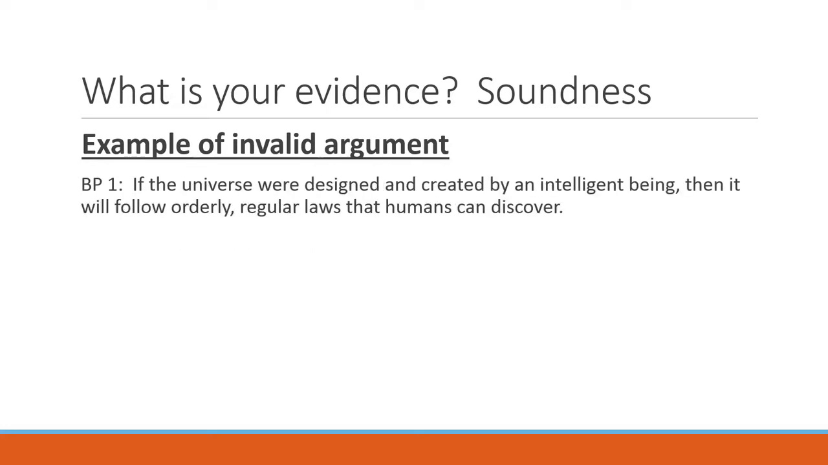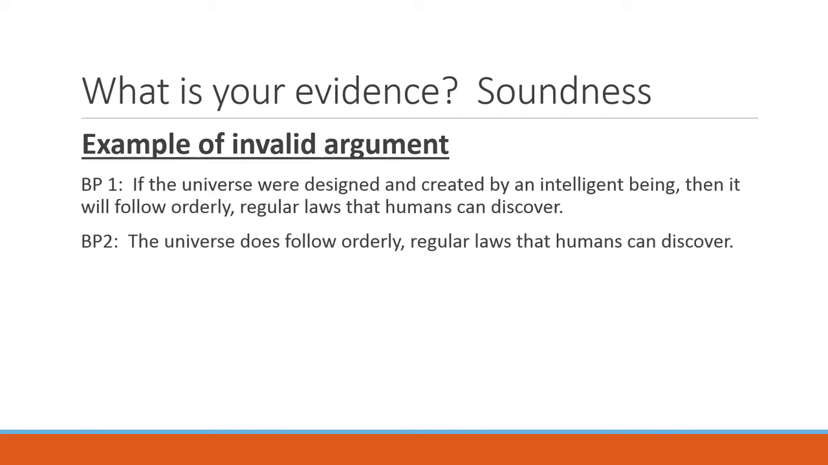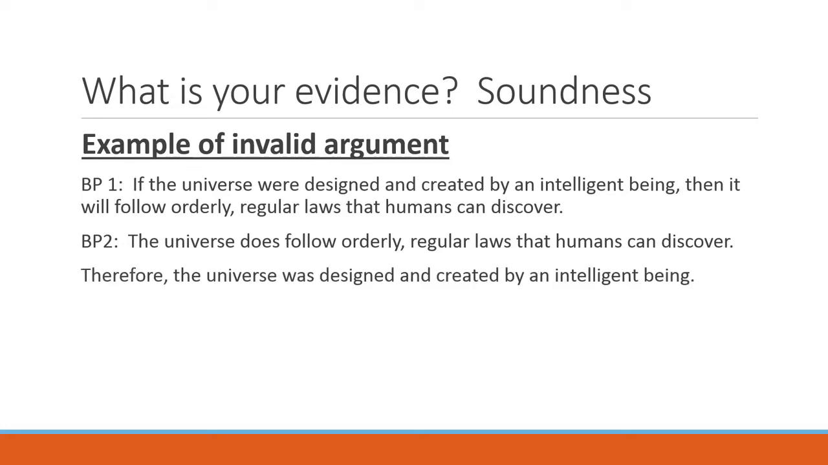Okay, a second invalid argument, starting with this basic premise. If the universe were designed and created by an intelligent being, then it will follow orderly, regular laws that humans can discover. Basic premise 2. The universe does, in fact, follow orderly, regular laws that humans can discover. Therefore, the universe was designed and created by an intelligent being. Again, pause, take a moment, see if you can figure out why this argument is an invalid argument. What makes it invalid?